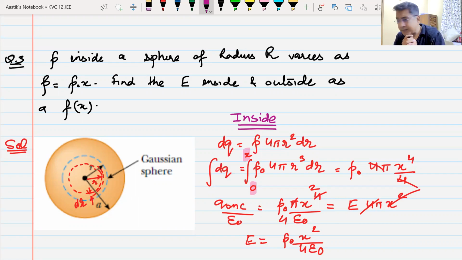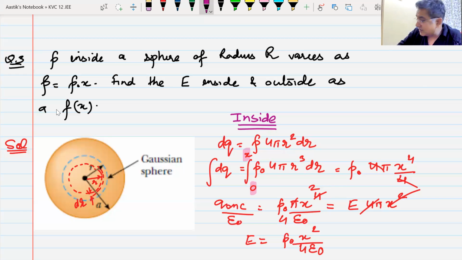Yes, beta. Rho r cube by 3 epsilon naught x square. Dimensionally, it looks wrong. Rho r cube by 3 epsilon naught x square, dimensionally it is wrong. So it cannot be correct. If it is dimensionally wrong, it cannot be correct.